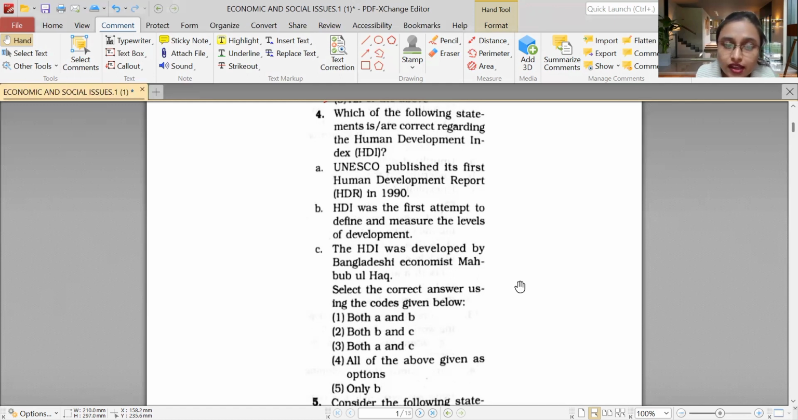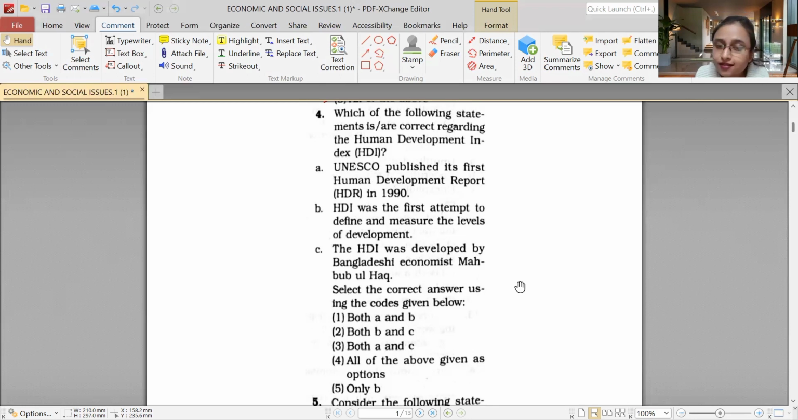Next, coming to HDI. HDI was the first attempt to define and measure the levels of development. Yes, this is true. It did actually measure the levels of development. The Human Development Report was the basic report for it. Next, the third option: the HDI was developed by Bangladeshi economist Mahbub ul Haq. He developed it, but he was not a Bangladeshi economist. He was a Pakistani economist. So this again proves option C to be false.